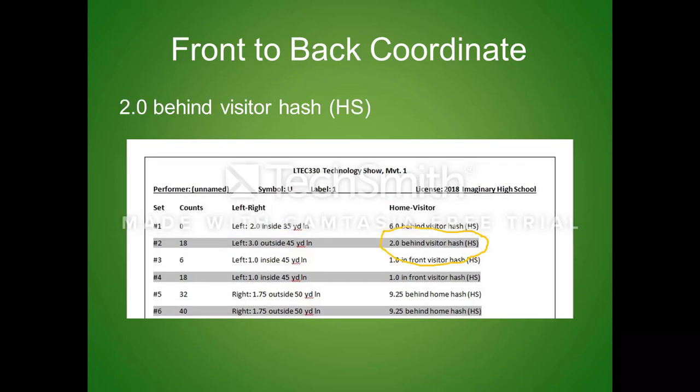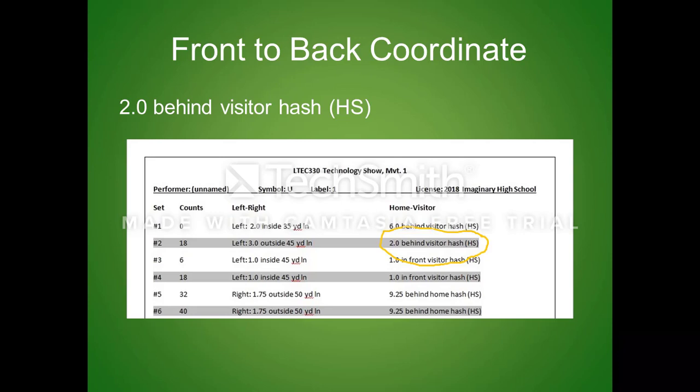She was asked to do a similar analysis for her front to back coordinate. As with the previous slide, she has noted this on her coordinate sheet graphic underneath and written down she is 2.0 behind visitor hash, HS. The HS, she would note, is short for high school.